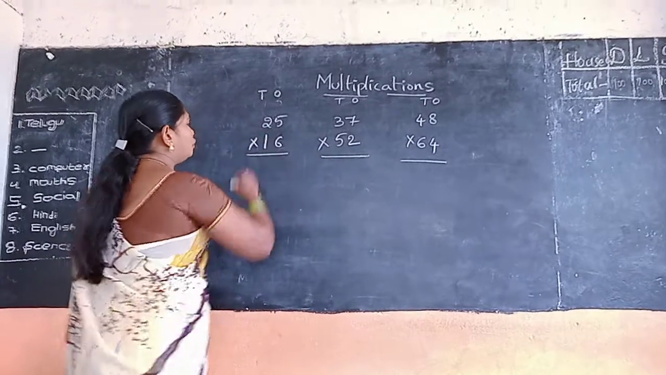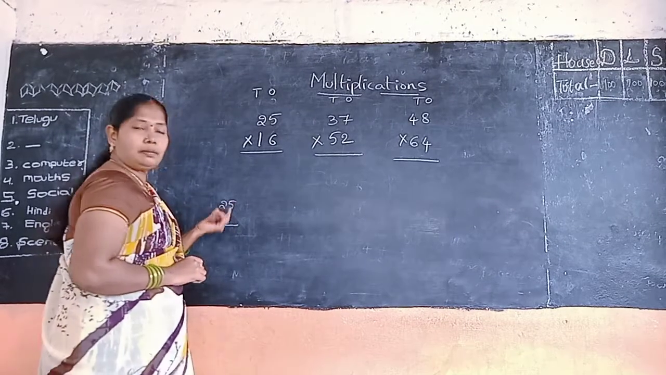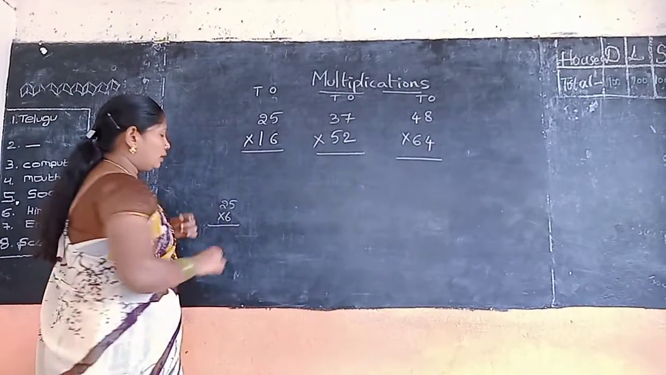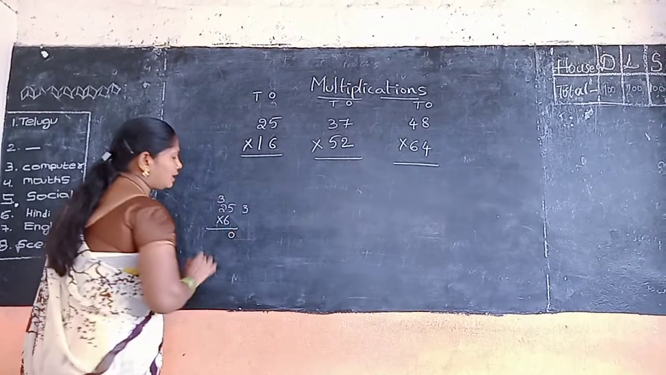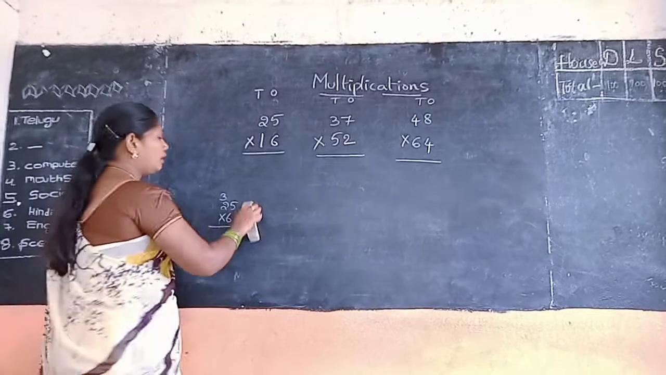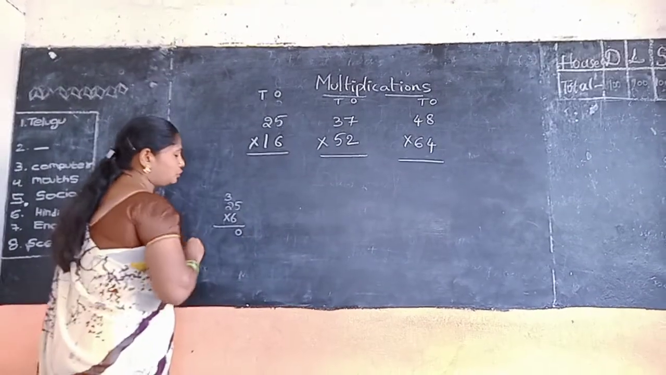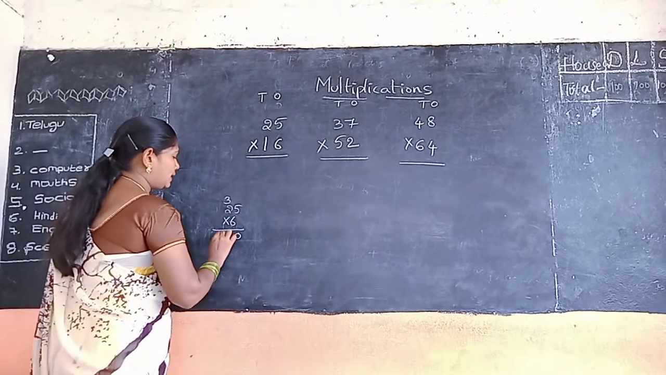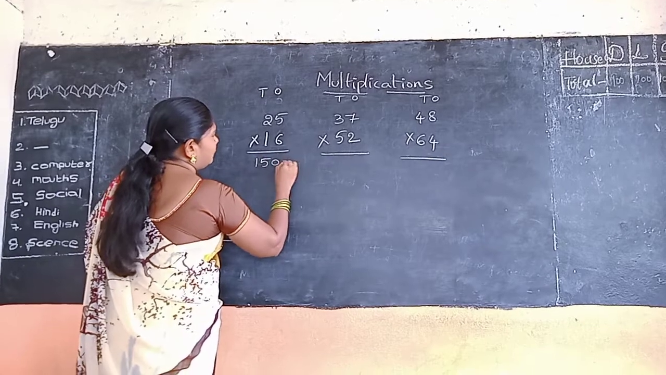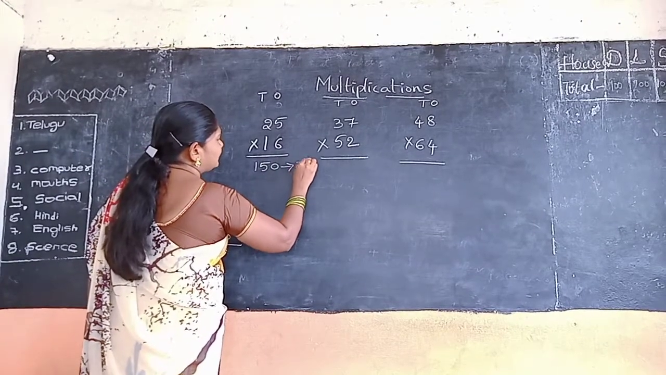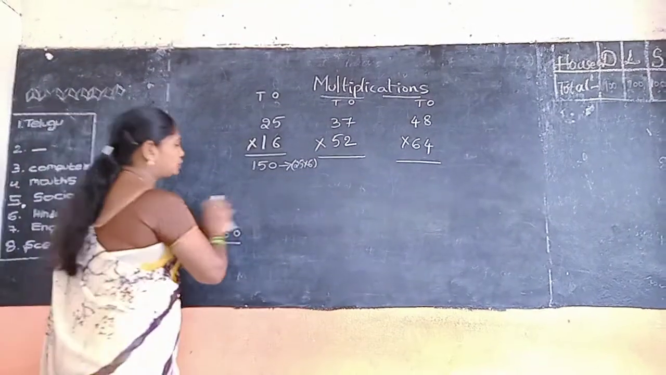First you multiply 25 by 6. This is a 2-digit number multiplied by a single-digit number. 6 fives are how much? 30. Now 0 in ones place, 3 carries to tens place. 6 twos are how much? 12. 12 plus 3 is 15. Now write 150, which means 25 times 6 is this answer. Okay, next one.